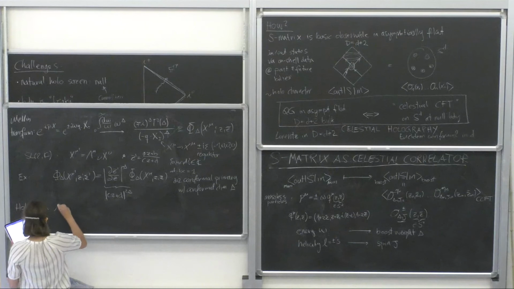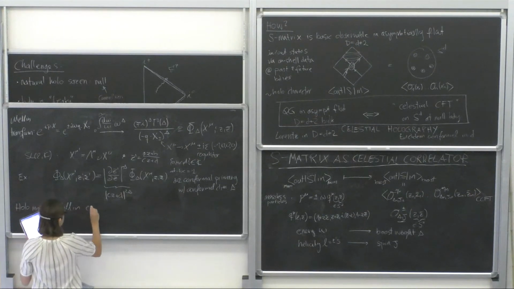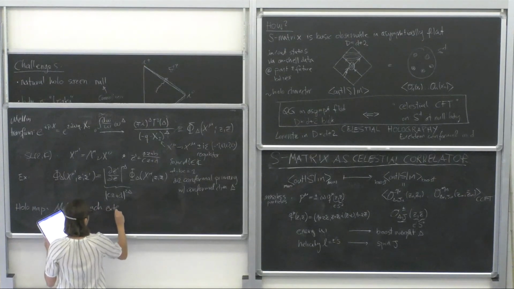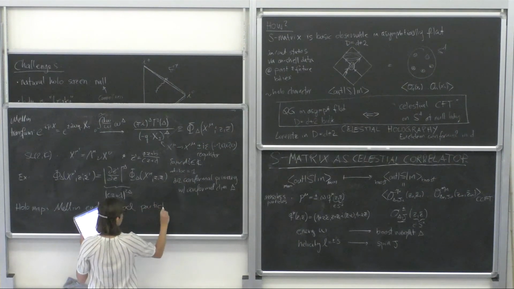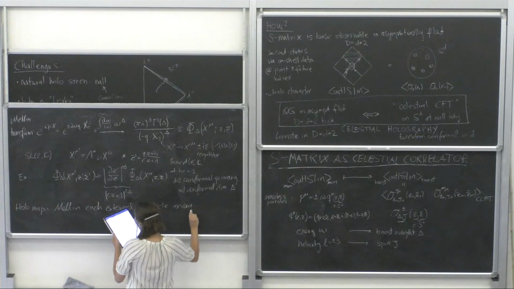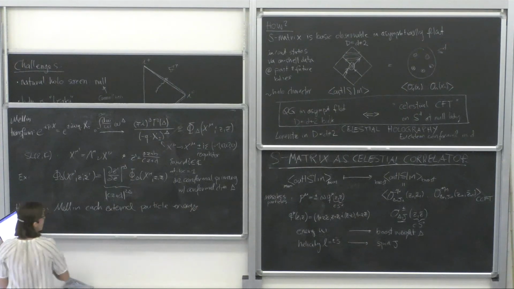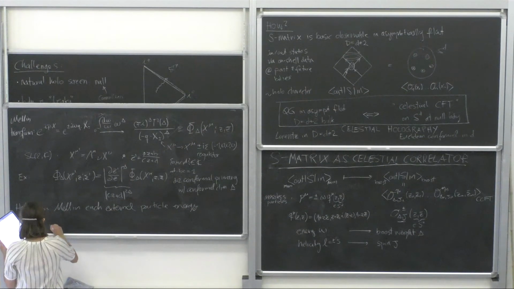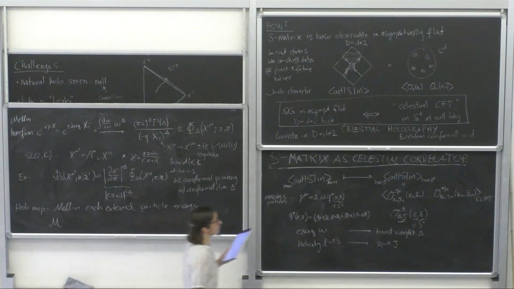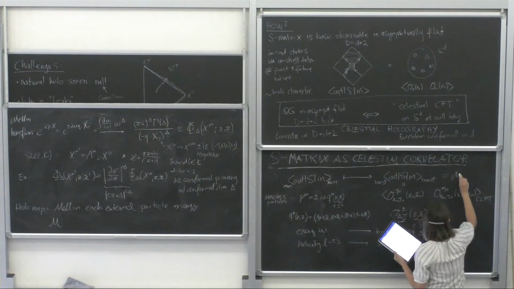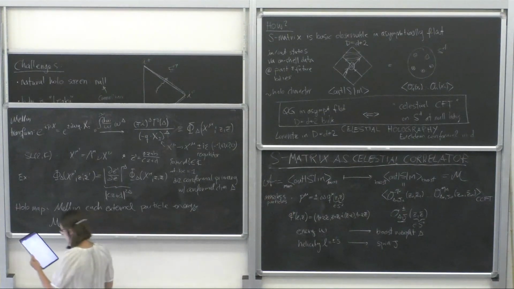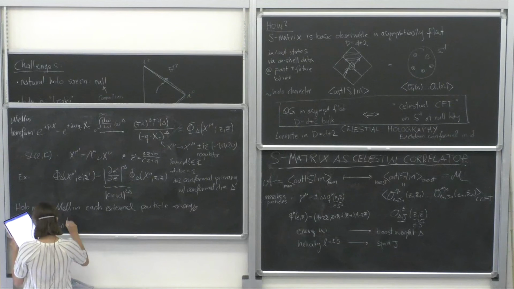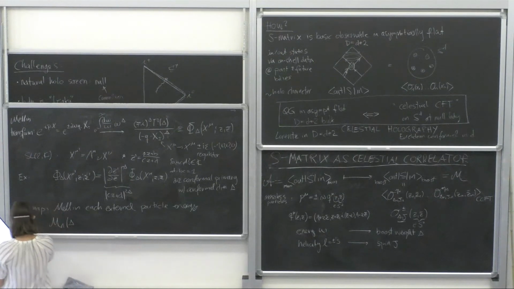So, Mellin transform each external particle energy. And this way we can define an amplitude. Let me denote it by M. So this is this object. And this I will denote by A, the amplitude in the usual momentum basis. So here, an n-point celestial amplitude.